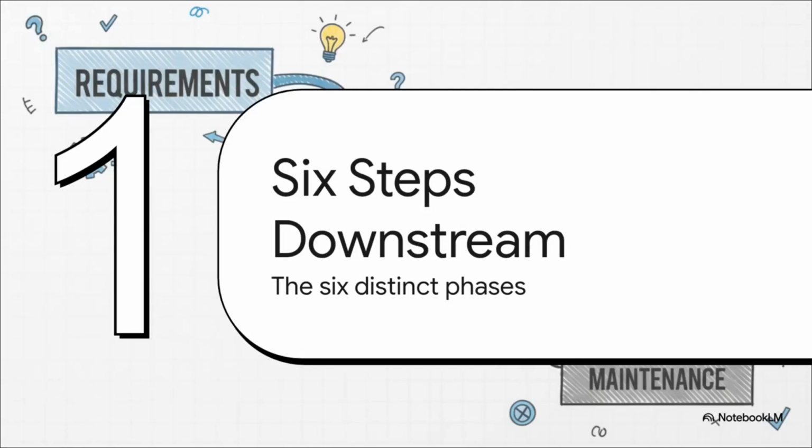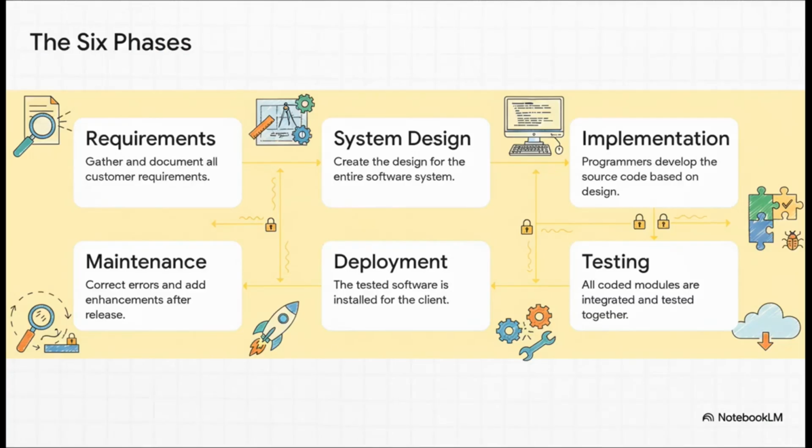So how does this actually work? The whole process is broken down into 6 very distinct phases. These steps take a project from just a glimmer of an idea all the way to a finished product, and then keep it going. And here they are: requirements, system design, implementation, testing, deployment, and maintenance. A good way to think about it is that each one is like a locked gate. You can't get through to the next one until the one before it is totally finished and signed off on. Let's do a quick walkthrough of each one.